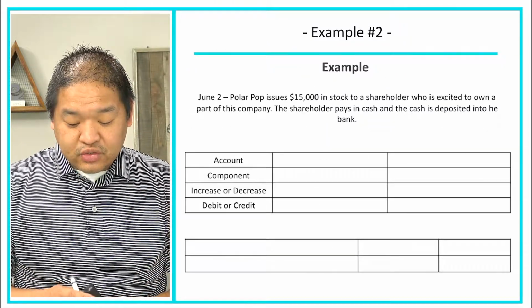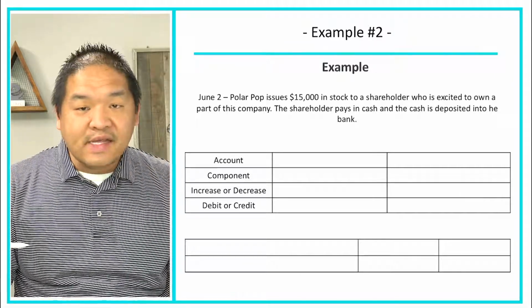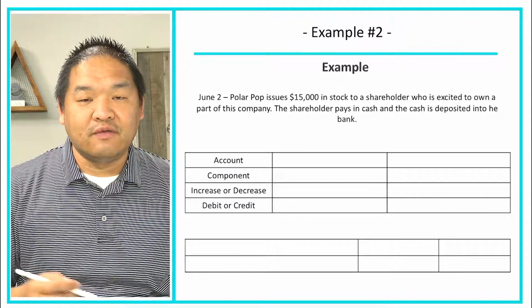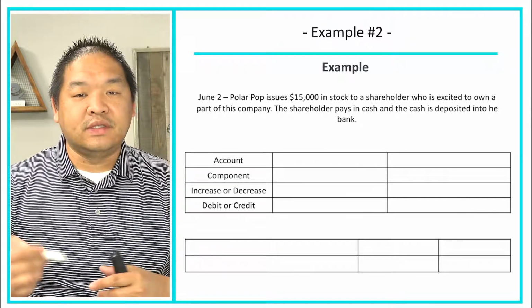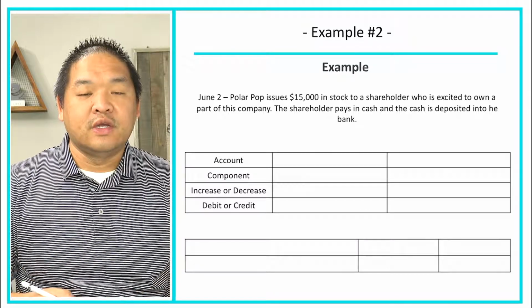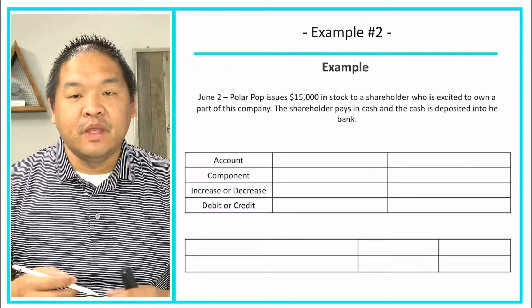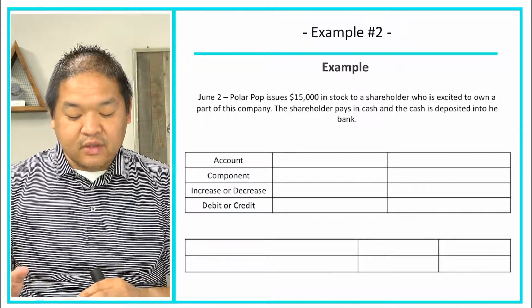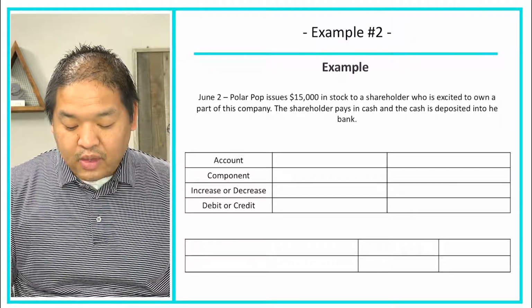So let's take a look here. June 2nd, Polar Pop issues $15,000 in stock to a shareholder that is excited to be a shareholder of Polar Pop Inc. And that cash is deposited right into the bank account the day that the stock is issued to the new owner, or to a new partner, I guess you could say. So in this case, we still have ways that we can solve this a little bit easier. So let's take a look at what accounts might be affected.